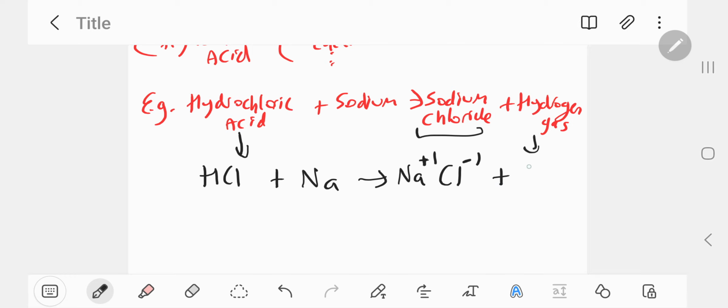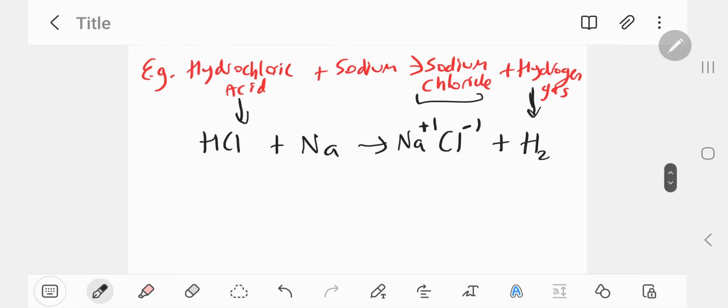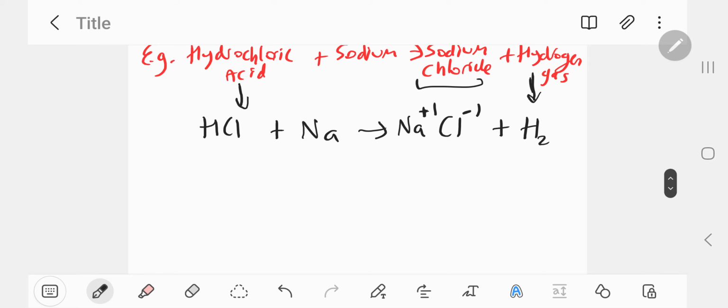Plus hydrogen gas. Hydrogen gas is typically written as H2. Hydrogen is a molecule, that's why there are two hydrogens. So let's now rewrite this salt as NaCl. The +1 and -1 don't come down because they cancel, and that's it. That's your chemical equation.